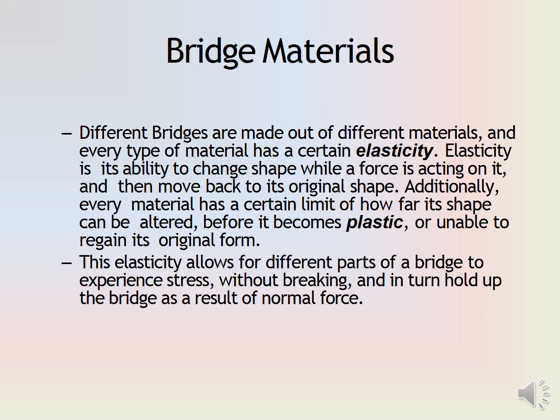Bridge materials. Different bridges are made out of different materials, and every type of material has certain elasticity, plasticity, and so on. Elasticity is the ability to change shape when a force is acting on it and then move back to its original shape. Additionally, every material has a certain limit of how far its shape can be altered before it becomes plastic, or unable to regain its original form.